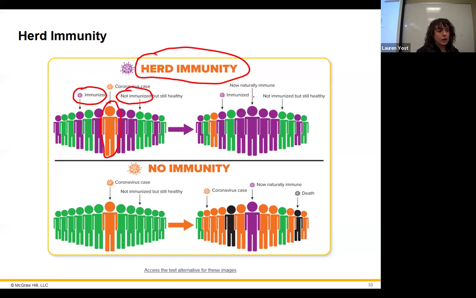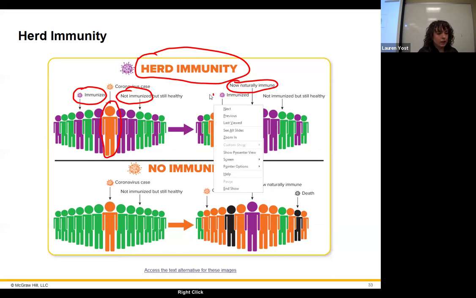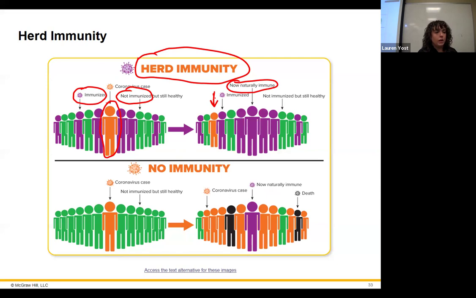Okay, so now this person in orange that was up front is now naturally immune because he recovered. He didn't die from it. He was lucky enough that he didn't die from it. And he has natural protection from it. That's the point there. Then we have somebody back here who did get infected and might be a concern later on, but most of the people aren't getting infected here.